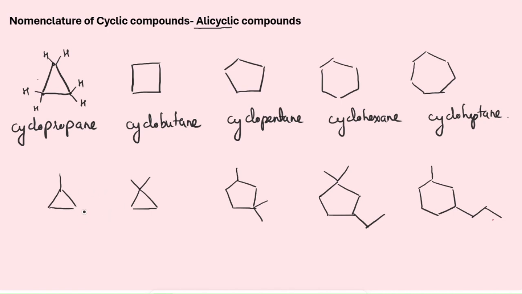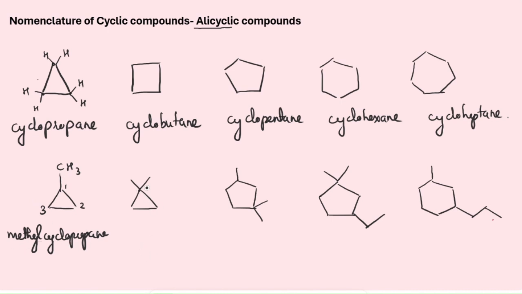Now, what if there is a substituent like this? So here we have methyl, right? So how do you name this molecule? Use the prefix methyl. Methylcyclopropane. You don't have to call this 1 because it's understood that we are going to number it like this. Since there is only one methyl, you can just write it as methylcyclopropane.